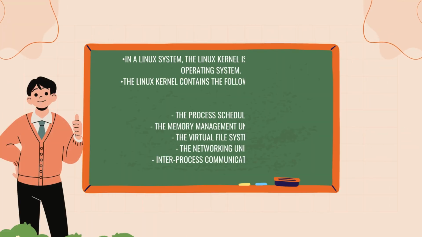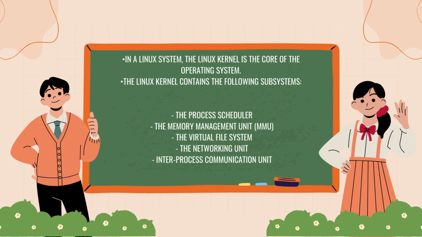Linux subsystems. In a Linux system, the Linux kernel is the core of the operating system. The Linux kernel contains the following subsystems: the process scheduler, the memory management unit, MMU, the virtual file system, the networking unit, inter-process communication unit, user applications.